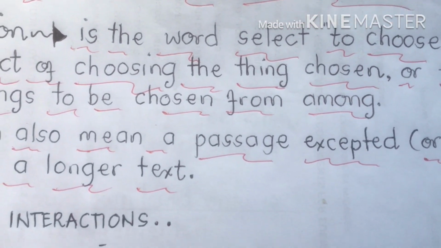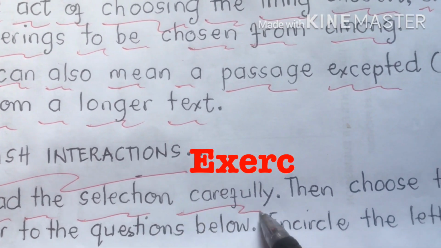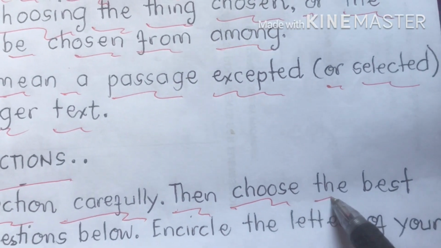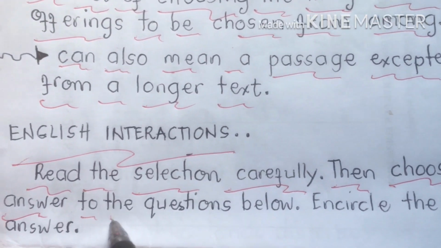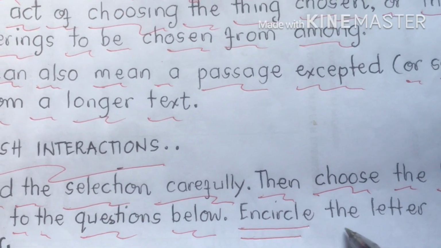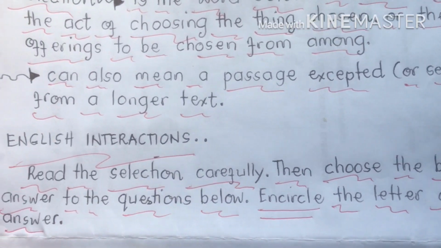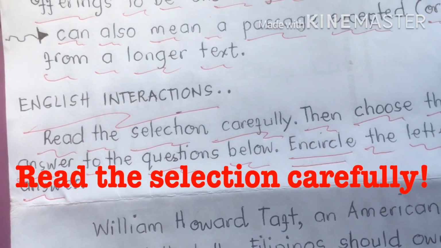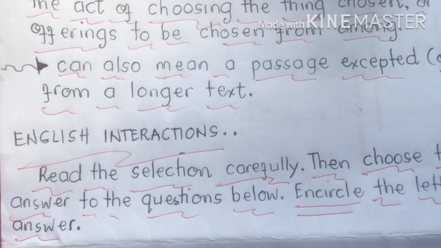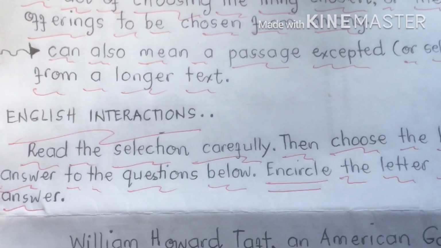Here we go. Our direction says we are going to read the selection carefully or thoroughly, class. Then we are going to choose the best answer to the questions below. And remember, we are going to encircle the letter of our answer of our choice, my dear pupils. And that is a selection. Please follow along, my dear students, for our reading selection today. Here we go. Let us start.